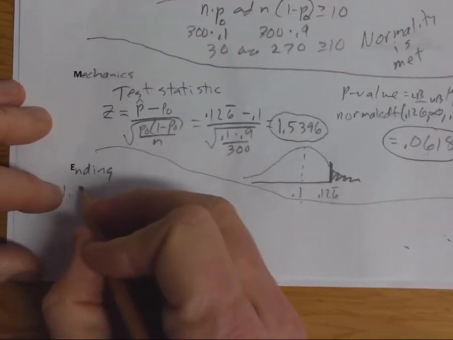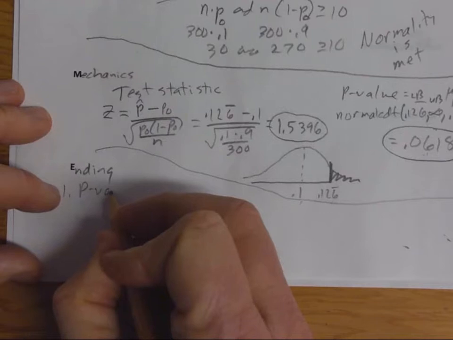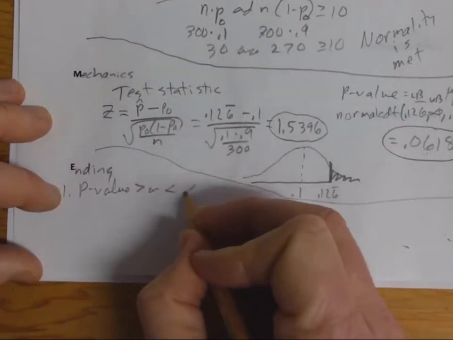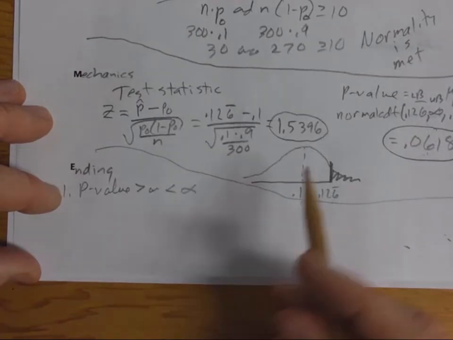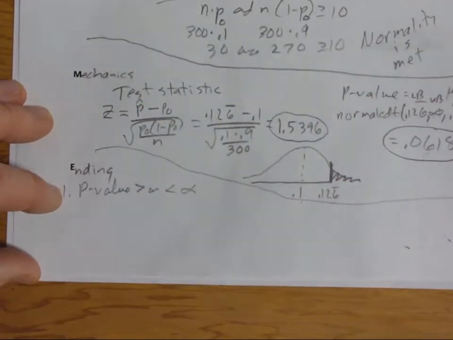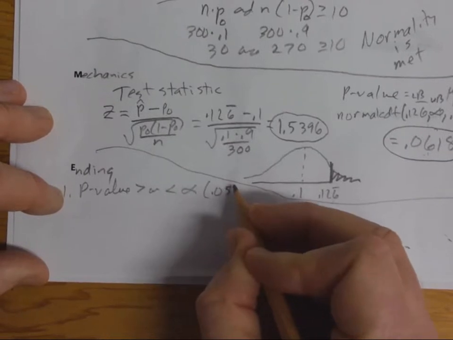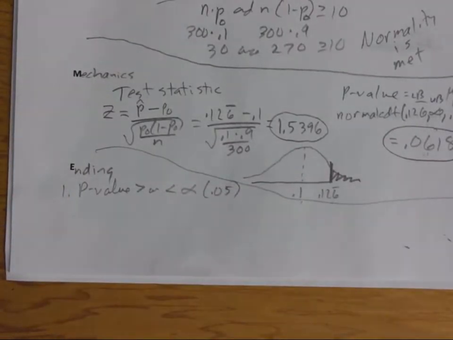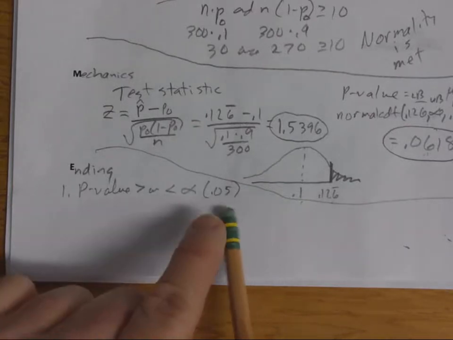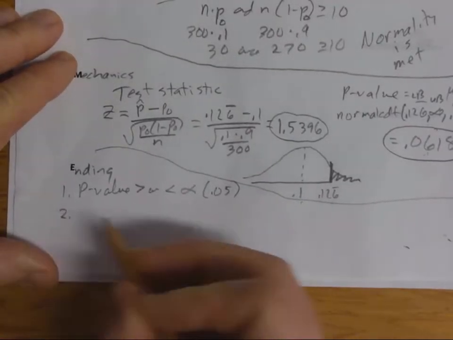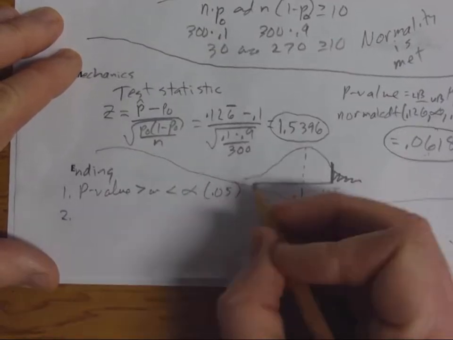Number one, is our p-value greater than or less than our alpha? Our alpha is a preset value, and if your p-value is below it, you reject. And if you aren't given one, just use 0.05. But you could be given an alpha value of 0.01 or 10% or 8%, whatever. But we'll use 0.05, and that's the one that's used most of the time. So you've got, is your p-value above or below that?